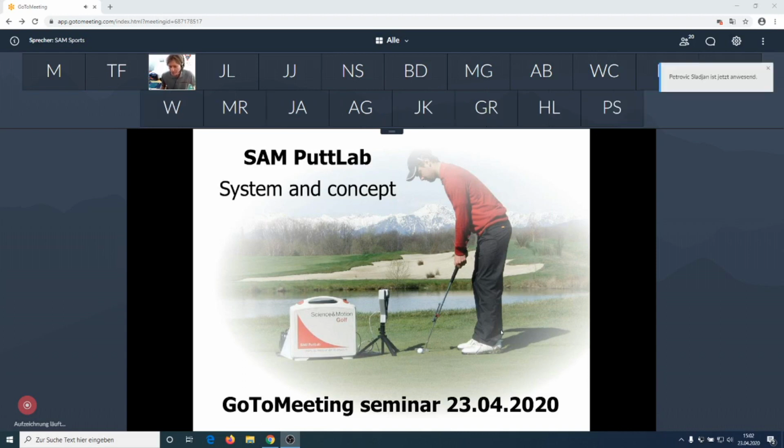I'm also the inventor of SAM PuttLab, and I will also talk a little bit about my background and how this system was developed afterwards. If everything is okay from your side, we might just start straight away. I prepared a little bit of a program, but if you want to see different information, if you have specific questions, don't hesitate to ask, because this is actually why we do it.